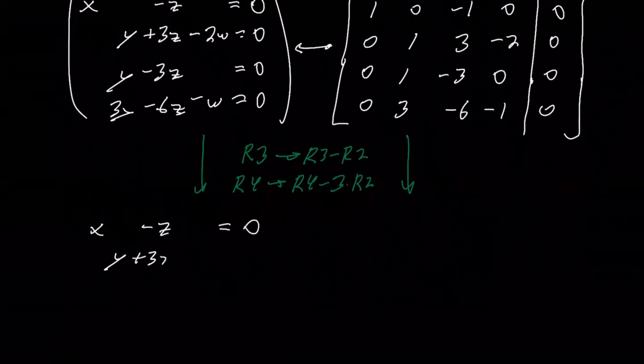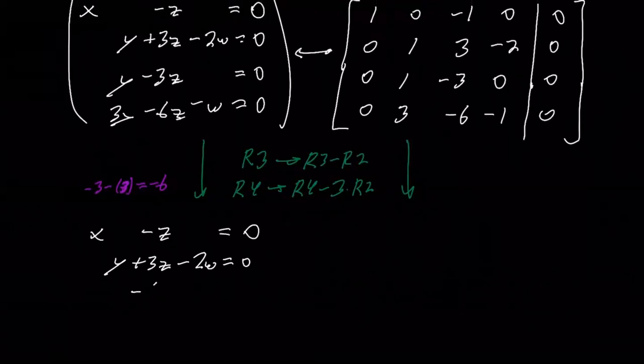First and second row don't change. Third row, we get y minus y, that goes away. We get a -3, and then another -3, so that's -6 actually. I just wrote that for myself. So that's -6z. And then we're actually subtracting the 2w, so we get a +2w here.